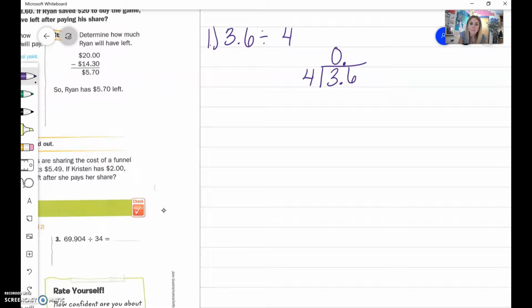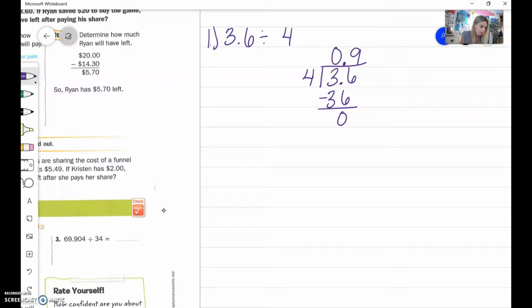If I have 36, how many groups of 4 can I make? Well, that's 9. 9 times 4 is 36. I subtract. Do I need to annex any zeros? No. This one was easy. Okay, so this first one is 0 and 9/10.